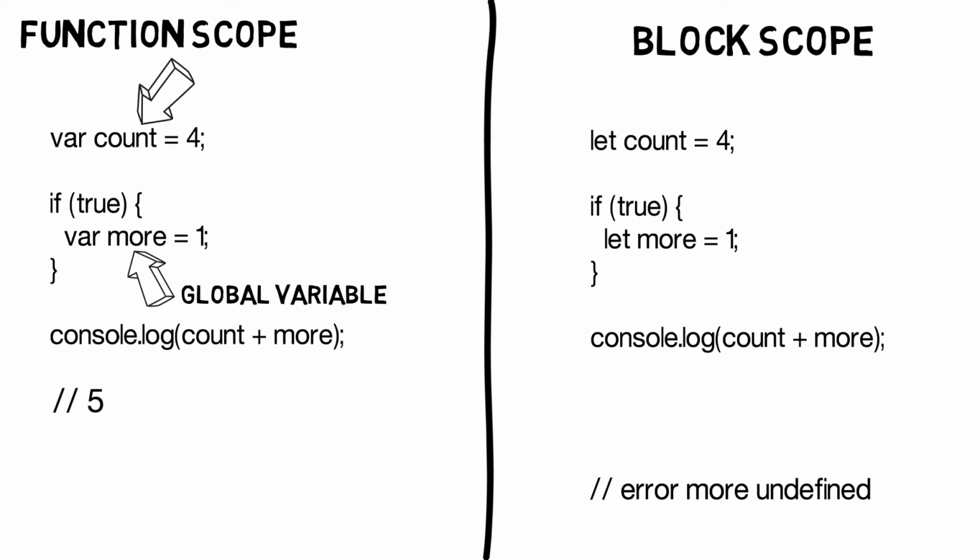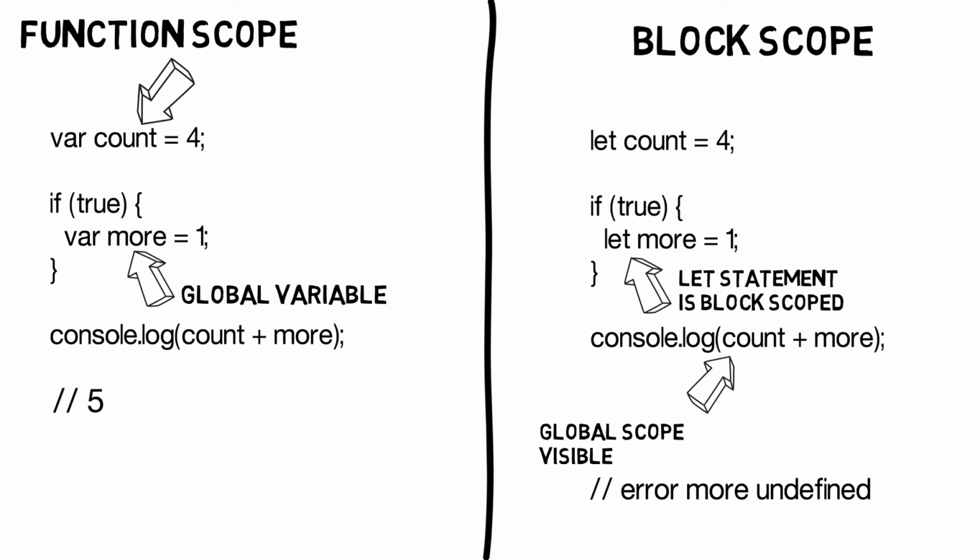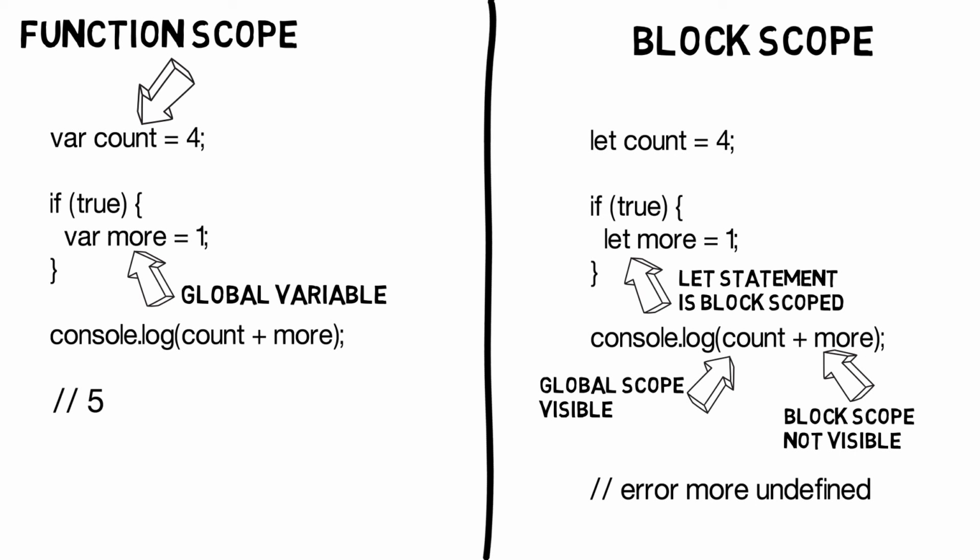So why does using the let statement result in the variable more being undefined? Because var variables are function scoped and let statements are block scoped. What that means is that when the console.log method is looking for these variables, it sees count in the global scope, but it can't see more because the let keyword, unlike the var keyword, hides it in the block scope it is declared in. Alright, that's all we have for now on the let statement.